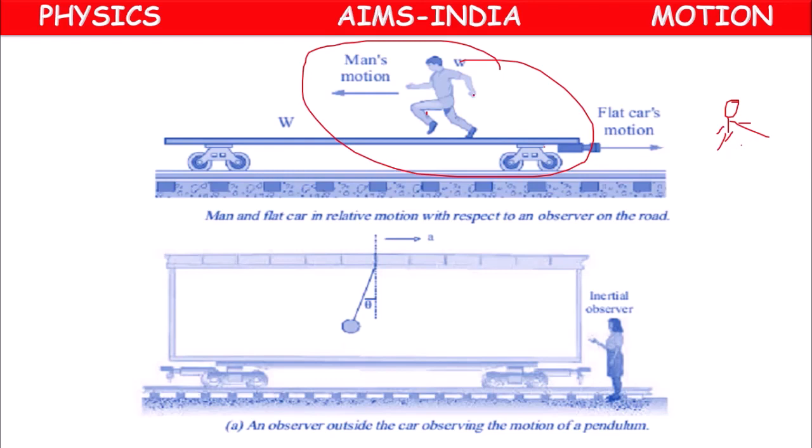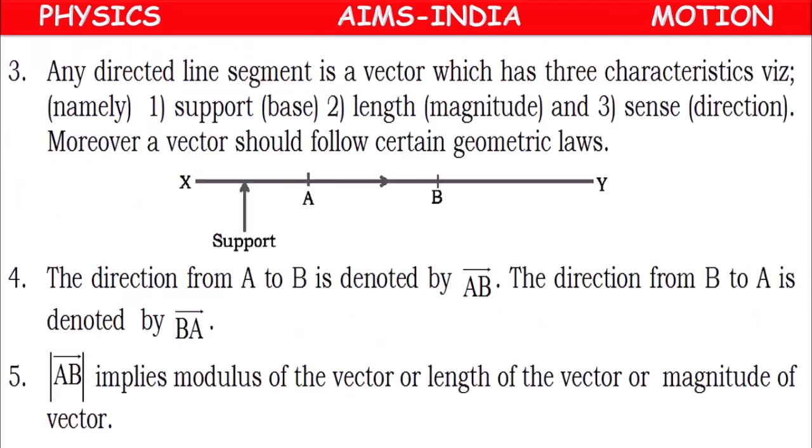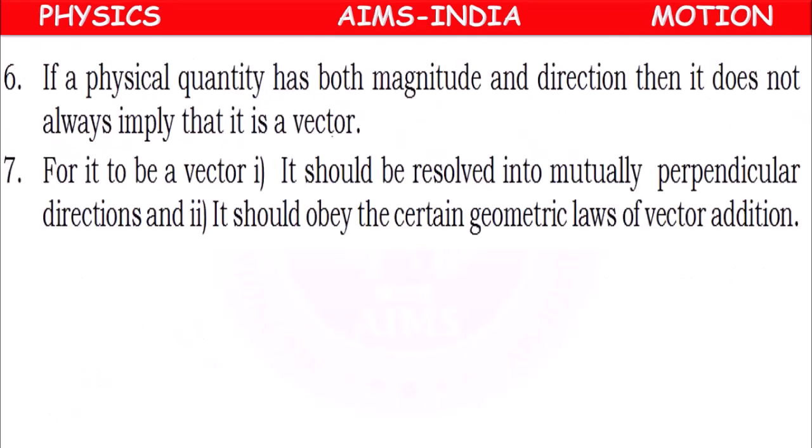So sometimes the observers may observe relative motion, when he is observing one object which is moving on another object. Next, scalars and vectors. Scalar means they will have only magnitude, no direction. Vectors means they will have both magnitude and direction. Along with that, they should be able to resolve into mutually perpendicular directions and follow some geometric laws.